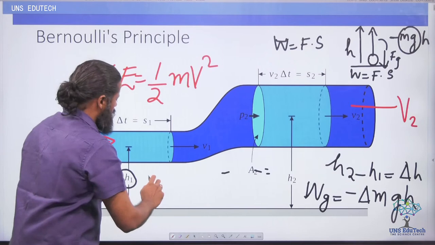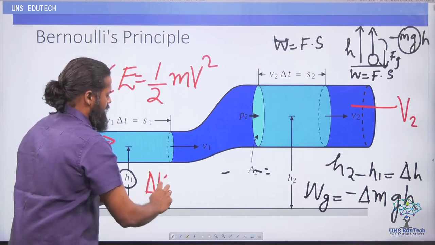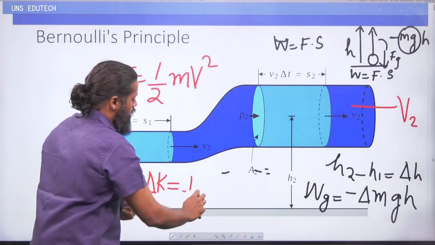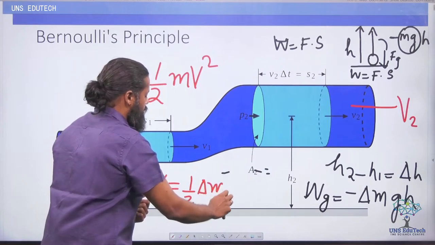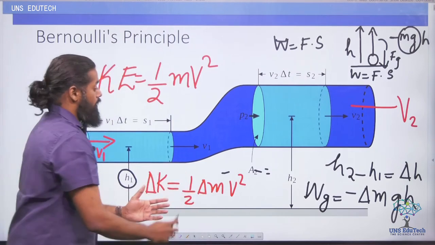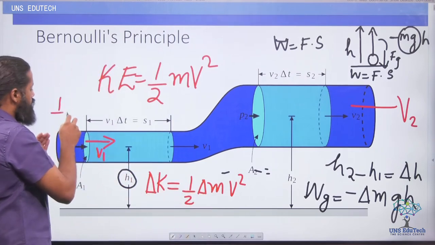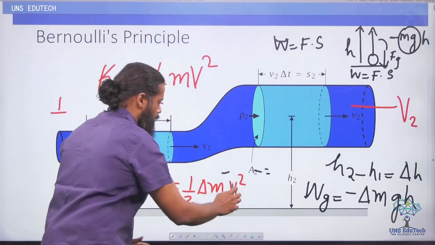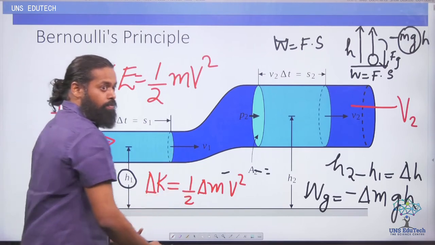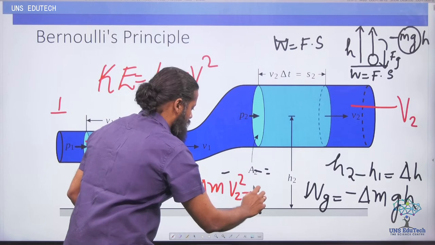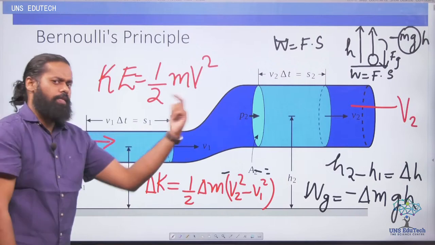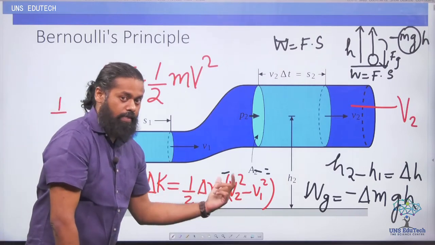In that case, instead of KE, I'm writing delta K. This delta K will be equal to half into delta m into v square. Here, this is actually V2 square minus V1 square, because we are looking for the change in kinetic energy. For the second location, we take final minus initial. So this much will be the kinetic energy change that happened in the system.